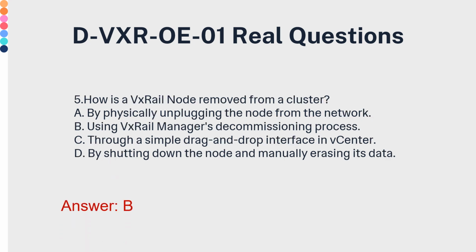How is a VxRail node removed from a cluster? A. By physically unplugging the node from the network. B. Using VxRail Manager's decommissioning process. C. Through a simple drag-and-drop interface in vCenter. D. By shutting down the node and manually erasing its data. The correct answer is B.